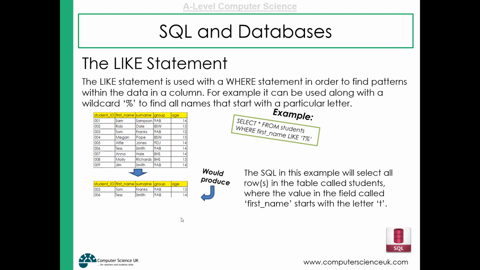So we use the like statement in this example to find all of the people with first names that begin with the letter T. The wildcard takes care of all of the other letters. As long as it starts with a T, it would pick it out.